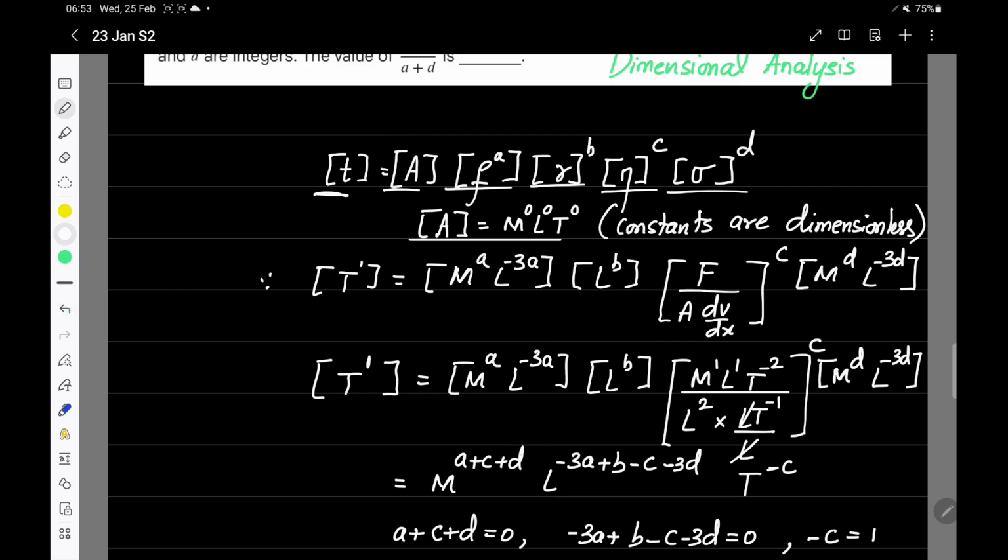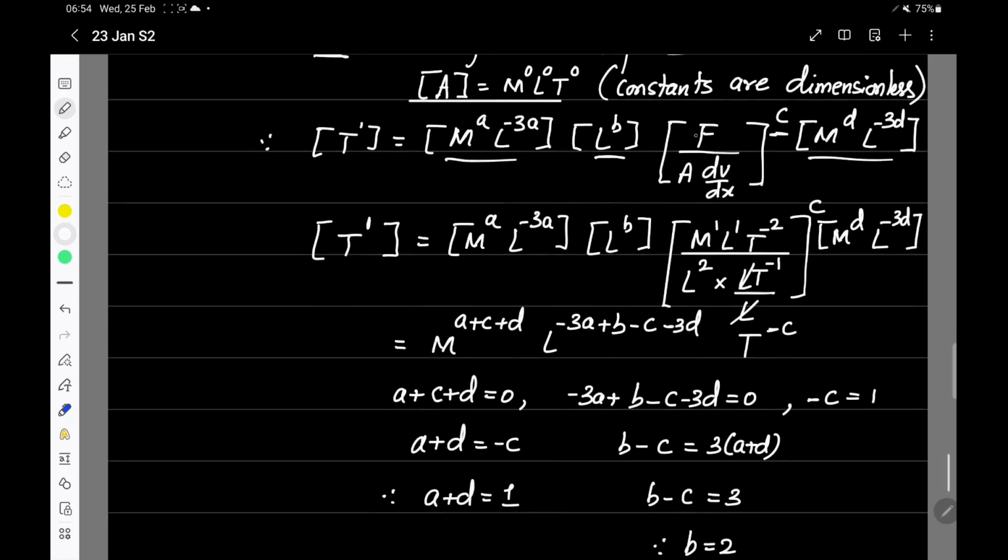Dimension of density is M L to the power of minus 3. So I'll write it as M power a into L power minus 3a because we are raising it to the power of a. Similarly, dimension of r power b will be L power b. Now eta can be written as force per unit area per unit velocity gradient, F divided by A into dv by dx, to the power of c. And again, sigma is density, so it has dimensions of density, M power 1 L power minus 3, whole power d. Now I will write dimension of force as M power 1 L power 1 T power minus 2, area as L square, and dv by dx as velocity, L T power minus 1, divided by L.